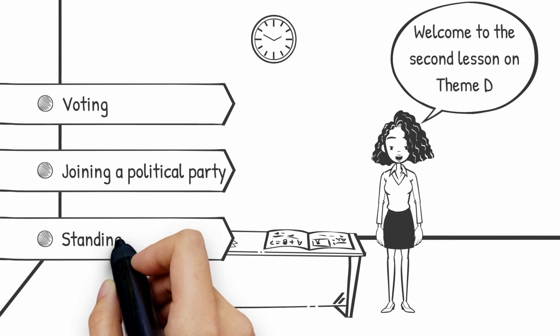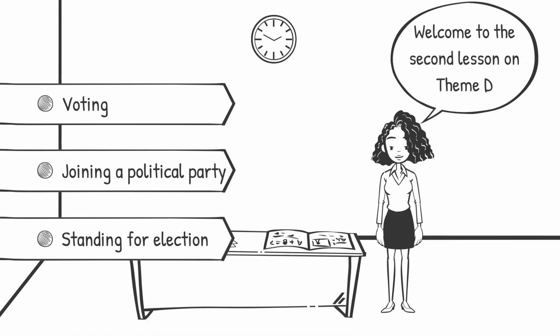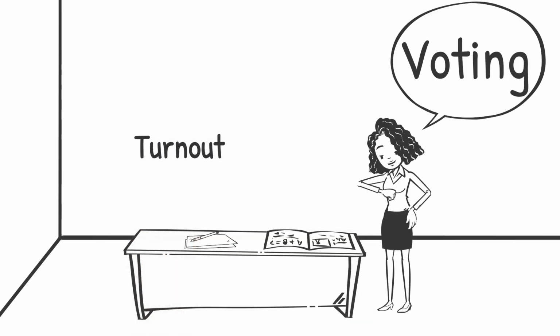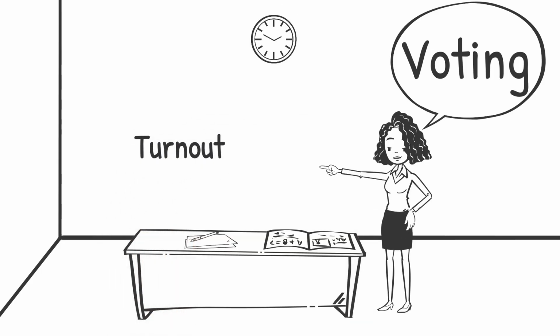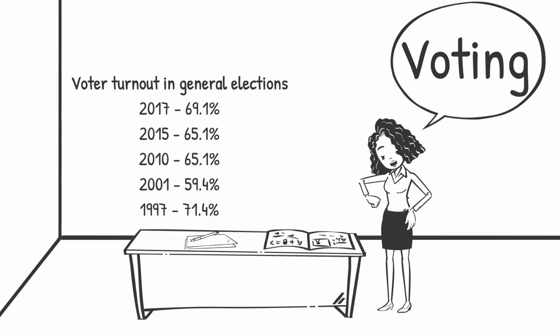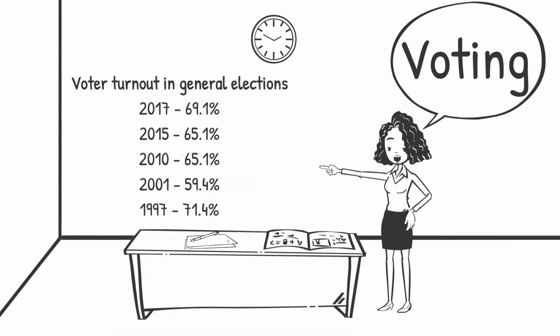Welcome to the second tutorial on Theme D. We will be looking at voting, joining a political party and standing for election. Turnout means the percentage of people who vote in an election. The political party in power affects everyone who lives in this country, yet roughly just 2/3 of the people who could vote have chosen to vote over the past 20 years.